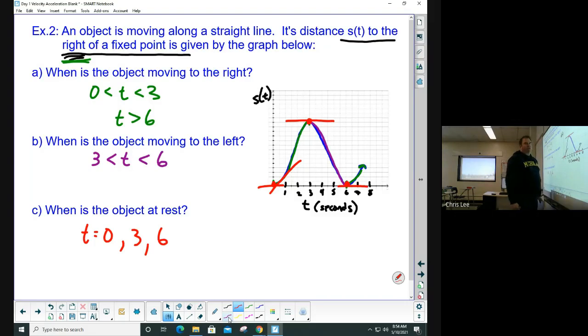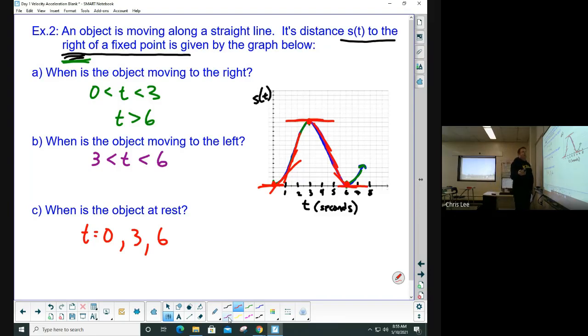And so if the slopes of the tangents are all positive, that means the graph must be increasing, which means it's moving to the right. If the slopes of the tangents are negative, regardless of how steep they are, then the graph must be going down, which in this case means it's moving left. And if the slopes of the tangents are 0, then you know that it must be at rest.